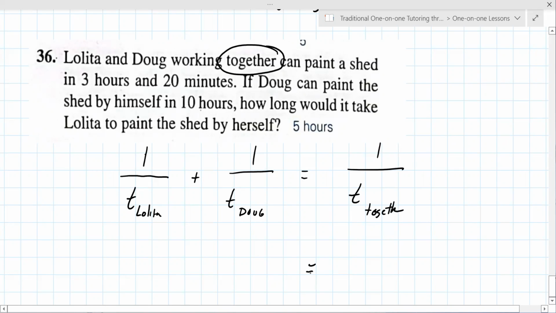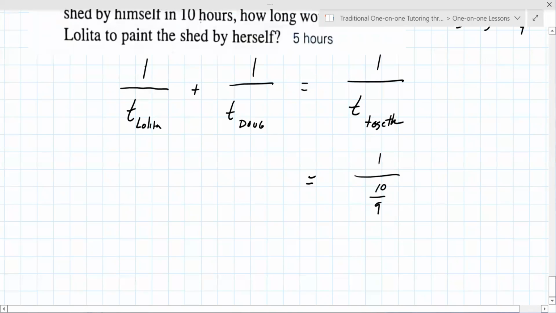Now the time together is 3 hours and 20 minutes. You cannot write 3 hours and 20 minutes in your denominator. You must convert the minutes to hours. So it's really 3 plus 20 over 60, which is 3 plus 1/3, or 3 1/3, or what I would like to see is 10 over 9. Because you want all your units to be the same. You don't want to be mixing the units here.